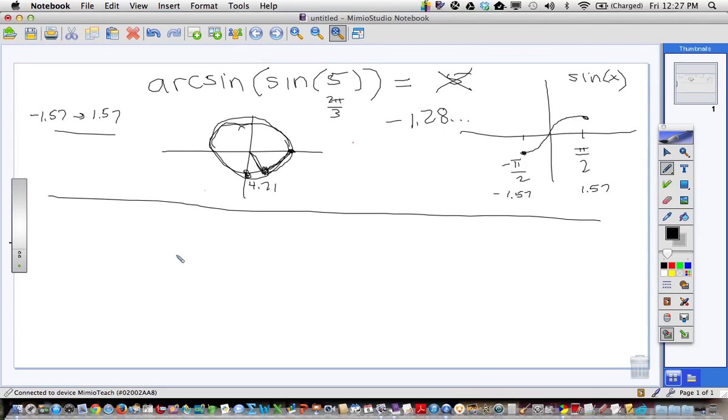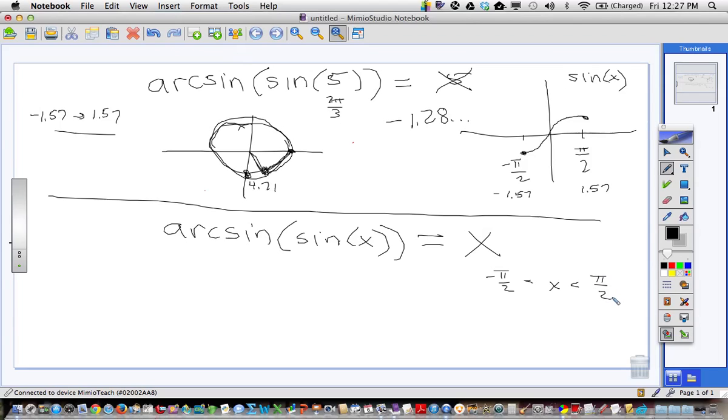So what we learned from that is that arc sine of the sine of x, they are inverse functions. They should cancel each other out. You should get x, but only if x is between -pi/2 and pi/2. Only in that instance will these cancel each other out because we have a domain restriction. However, if we do it this way, there is no restriction. If we do it in this order, this will always be true.